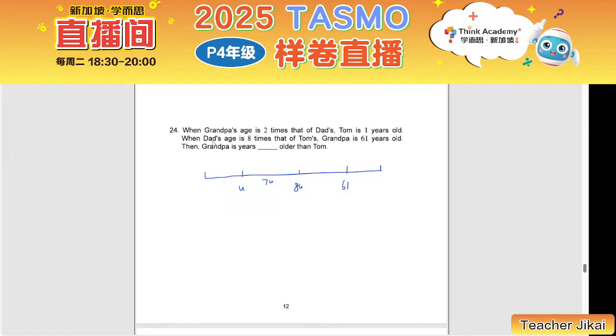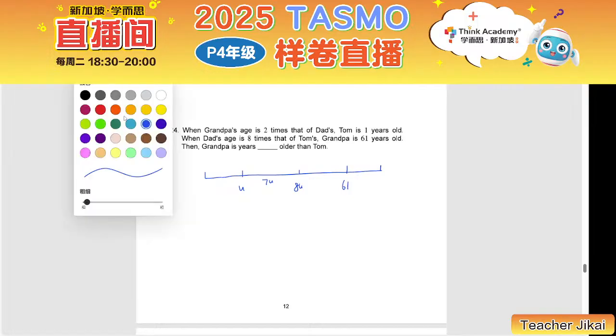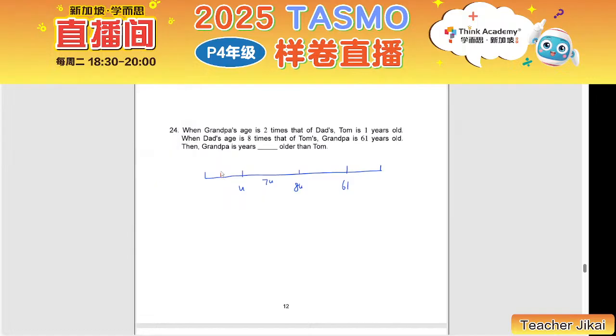And then, let's go back to the first circumstances, right? When Tom is 1 year old. So it is how many years before it? From U years to 1 year old. Yes, we just move before U minus 1 years. So everybody's age is U minus 1 years younger, right?